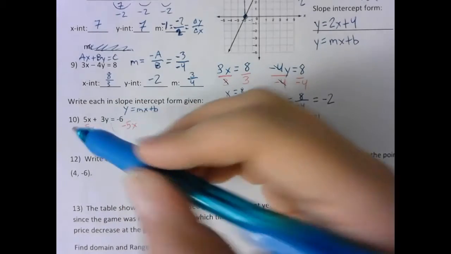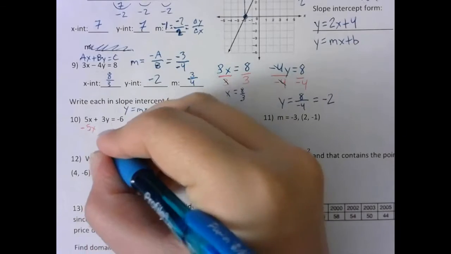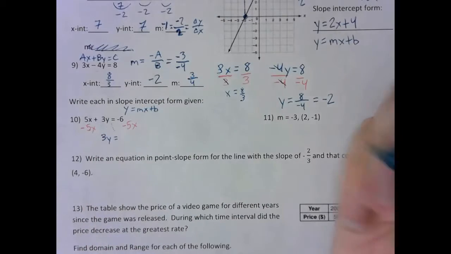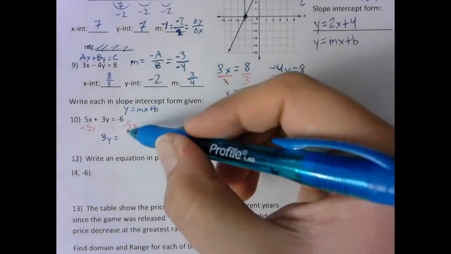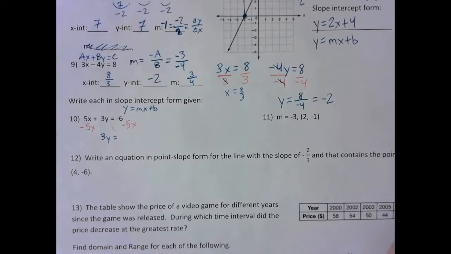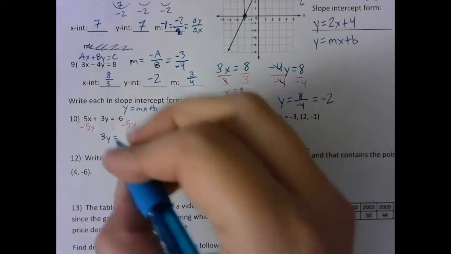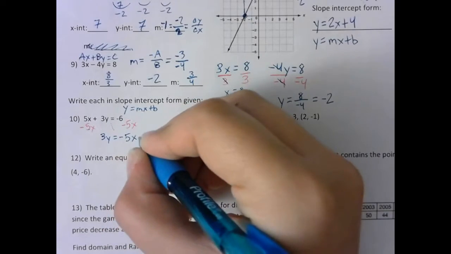Okay, on the left, 5x minus 5x is 0. So we got 3y equals. And ask yourself, can we combine negative 6 and negative 5x? Heck no. They are not like terms. Please do not combine them. So you end up with this, negative 5x minus 6.